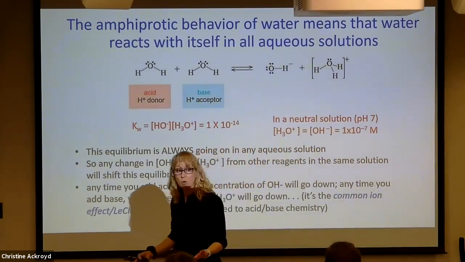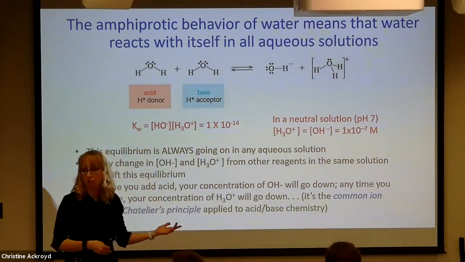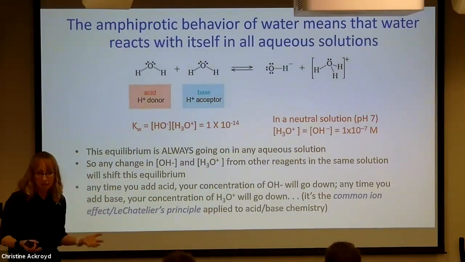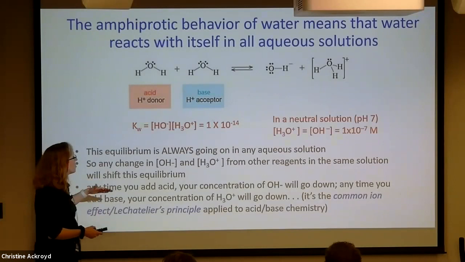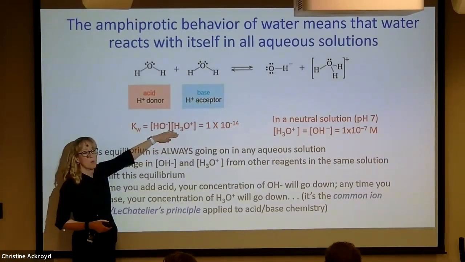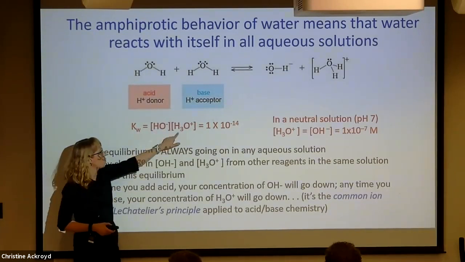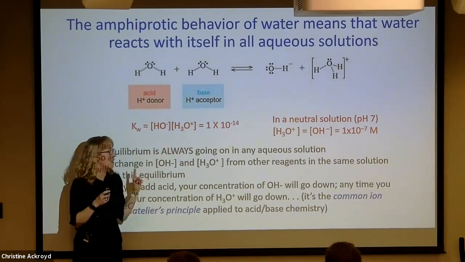If we add base to water, it's going to increase the hydroxide concentration. So what does that do to the hydronium concentration? Makes it go down. And we can know what the concentration of each will be. If we know the concentration of hydroxide, we can calculate the concentration of hydronium and vice versa.